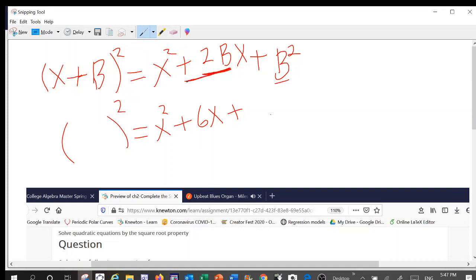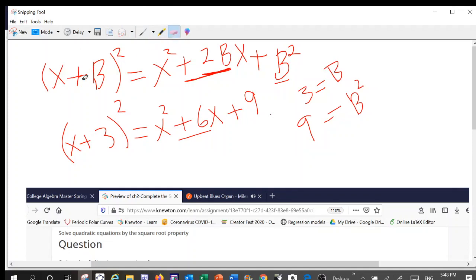So in our case, half of plus 6 is positive 3. So that's our b. And then b squared has to be 9. So if I put a 9 here, then I can write this as (x + 3) to the second power, right? This is also true if it was a minus.